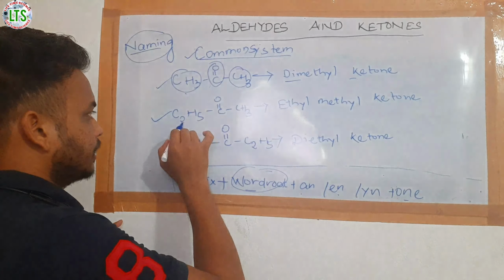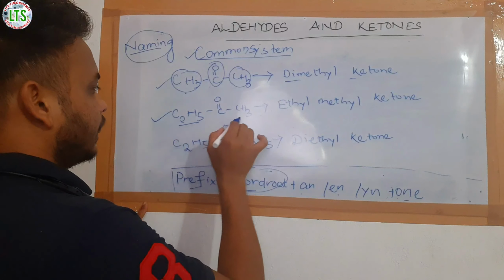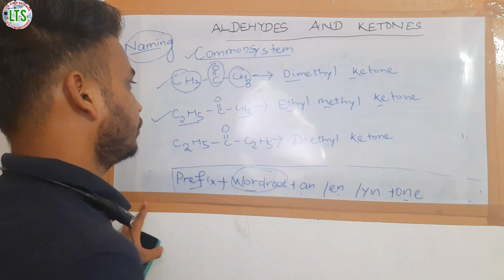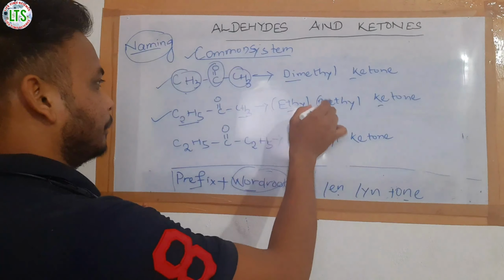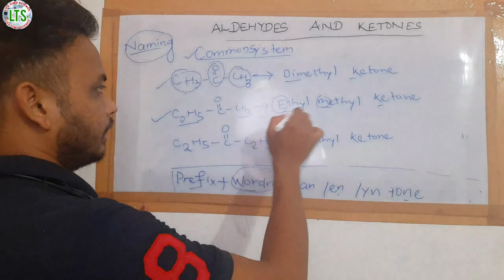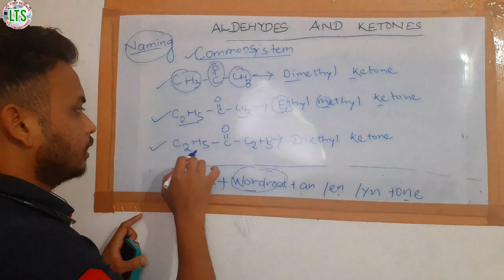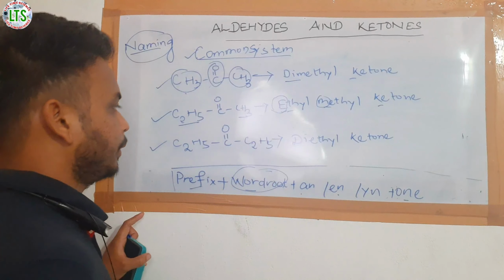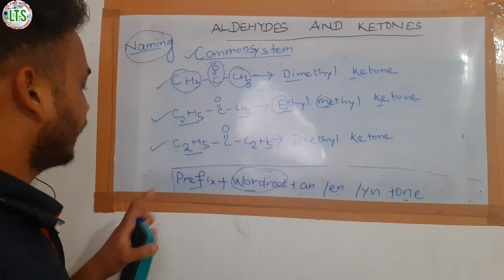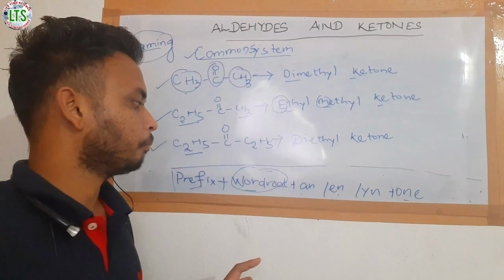Another type of compound is C2H5, COCH3. Here one is ethyl group and another is methyl group, so we can write ethyl methyl ketone. Here 2 groups, one is ethyl and one is methyl. In alphabetical order, E comes first, so we can write ethyl methyl ketone. Next, for the compound C2H5, CO C2H5, here also two ethyl groups are directly attached to the carbonyl group, so we can write diethyl ketone.